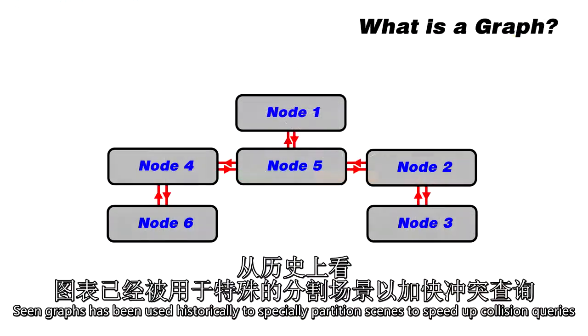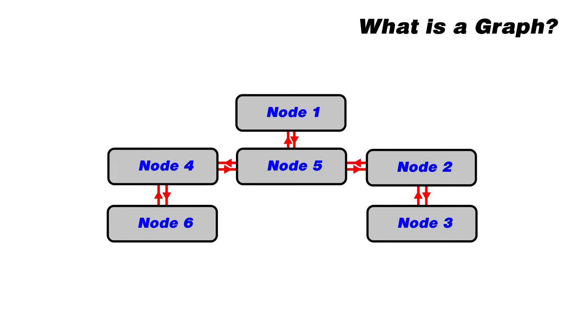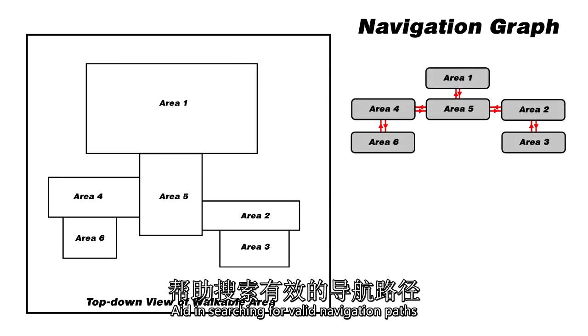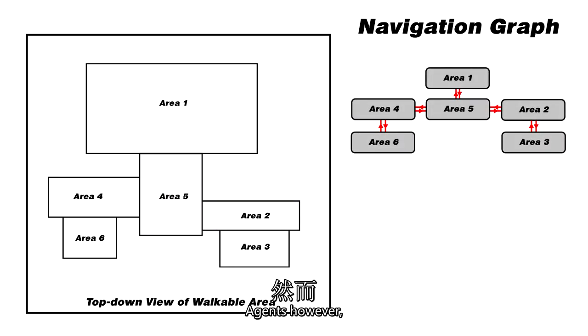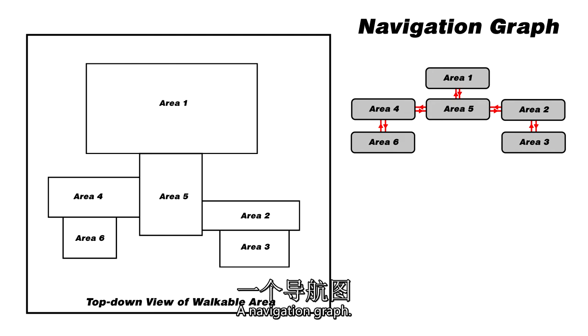In games, scene graphs have been used historically to spatially partition scenes to speed up collision queries, or to describe the parent-child relationships between objects in a scene. When the graph has been compiled specifically to aid in searching for valid navigation paths for AI agents, however, this is often referred to as being a navigation graph.